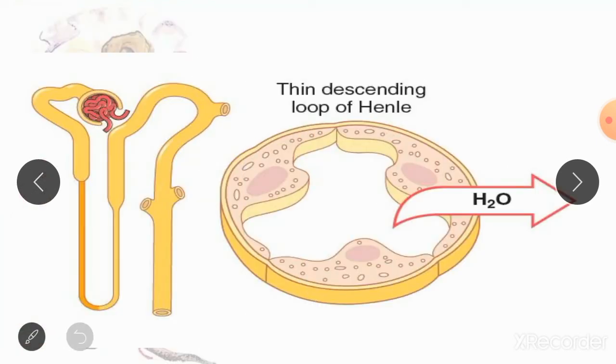Here you can see the figure showing the transport of water from the thin descending limb into the peritubular capillaries. As I mentioned before, this portion is only permeable to water and it is absolutely impermeable to solutes. So water is being reabsorbed from this portion of the nephron into the peritubular capillaries.